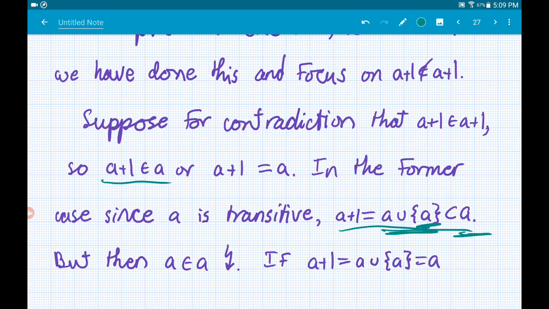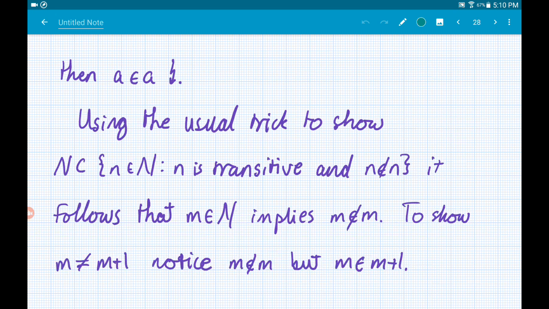In the remaining case, if a plus 1 is equal to a, and again recall that a plus 1 is equal to this union, well, exactly the same argument applies. We have something even stronger than a subset, but still we have access to the fact that everything in here must be in here, and again you get a, an element of a, which is again a contradiction.